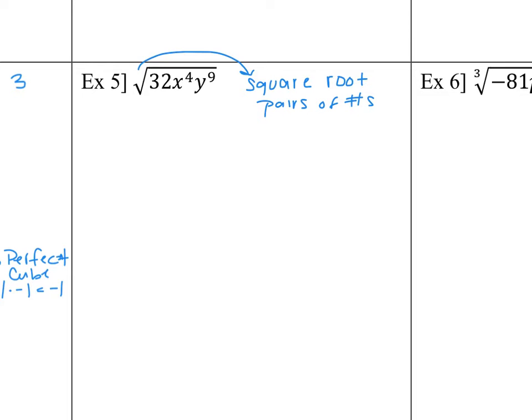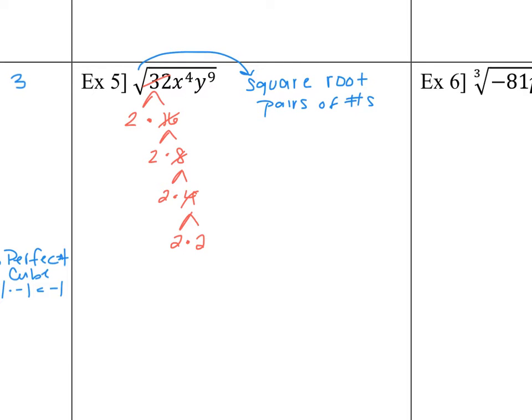So break apart your 32 just like normal. 32 can be 2 times 16. You could have also done 8 times 4. Doesn't matter how you break it apart. Just break it apart all the way down to its primes. 16 can be 2 times 8, and 8 can be 2 times 4, and 4 can be 2 times 2.